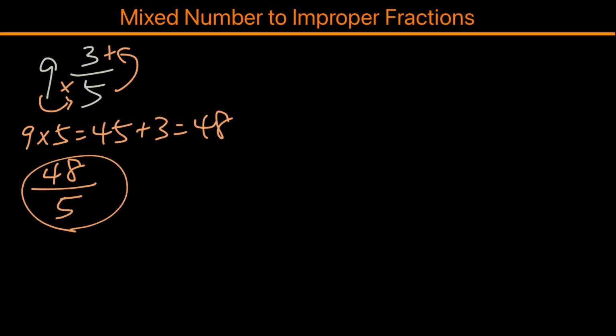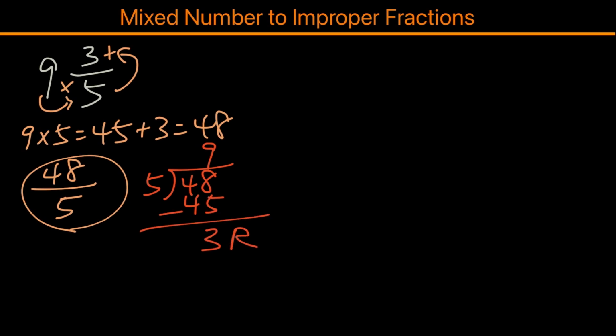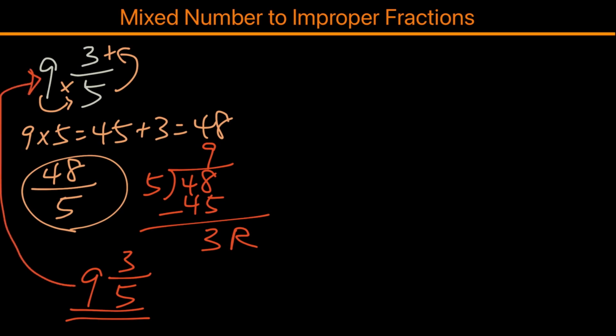Now to double check this, 48 divided by 5, we will have 9, with 3 as a remainder. So the whole number is 9. The remainder is the numerator. The divisor is the denominator. So this number, 9 3/5, matches the original problem. And this tells us that we did the improper fraction correctly.